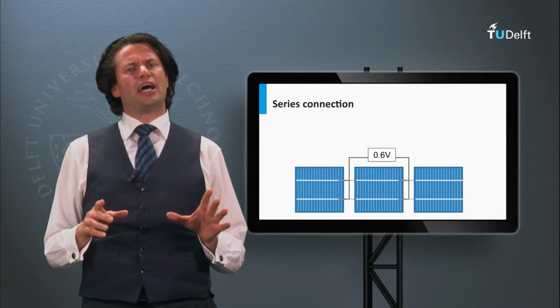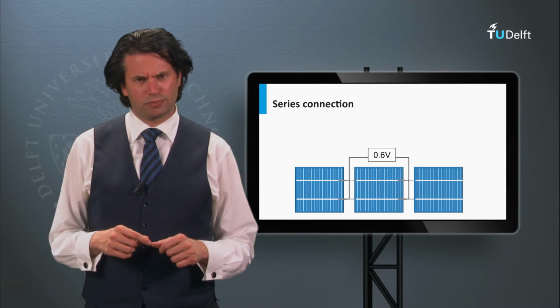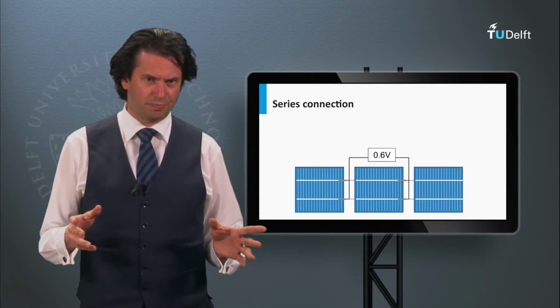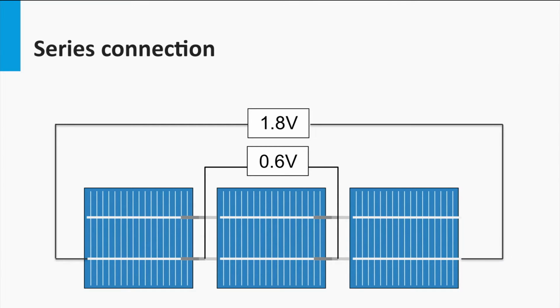Now we look at how we make a solar module out of an ensemble of solar cells. We can connect the solar cells in different ways. First, we have the series connection, as shown in this figure. In a series connection, the voltages add up. It means that if the open circuit voltage of one cell is equal to 0.6 volt, the string of three cells delivers an open circuit voltage of 1.8 volt.